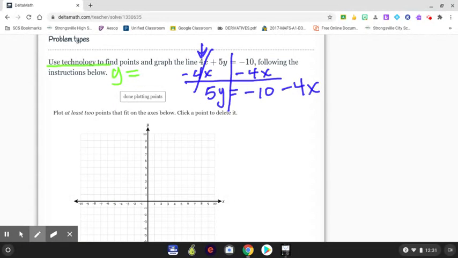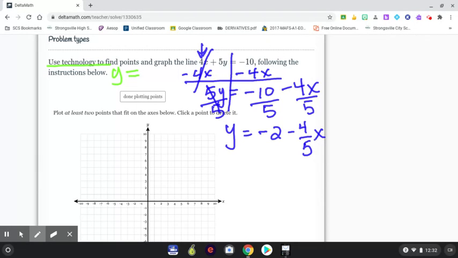I still need to get this y by itself, and right now it says 5 times y. So I'm going to divide both sides by 5. When I do that, I'm dividing all parts. Every term gets divided by 5. Okay, 5 divided by 5 is 1y. Negative 10 divided by 5 is negative 2. And negative 4 divided by 5, well, that's negative 0.8. But when it comes to the slope, you could leave it in fraction form and write negative 4 over 5x. That's okay to keep it that way, okay?